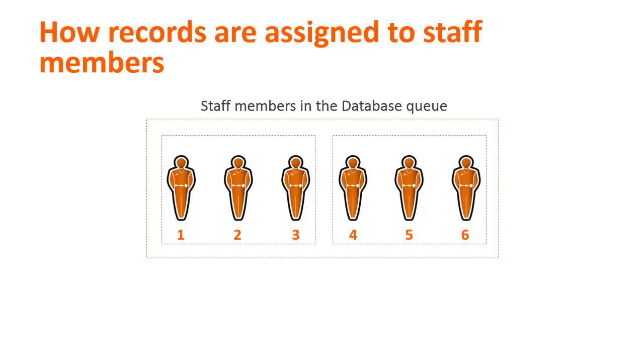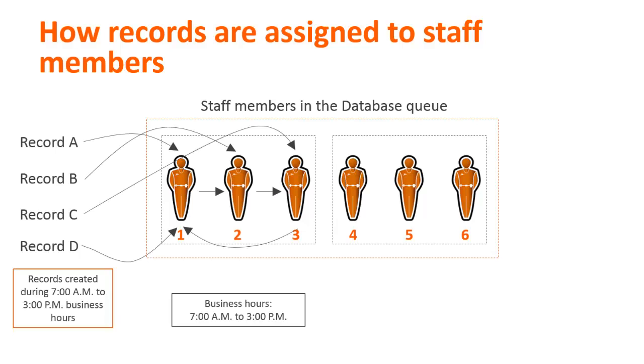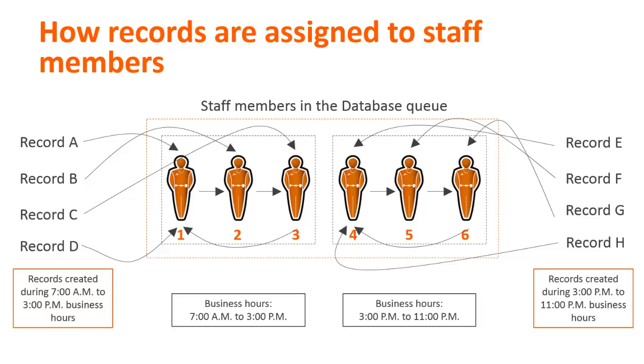Staff members who are selected for round-robin assignment during specific business hours are automatically assigned records that are created only during those business hours. For example, here you can see that the records created during 7 a.m. to 3 p.m. are assigned to staff members who work during those business hours, and similarly for staff members who work during 3 p.m. to 11 p.m. business hours. In both cases, assignment of records is done by round-robin method. Note that records created between 11 p.m. to 7 a.m. are not automatically assigned to staff members.